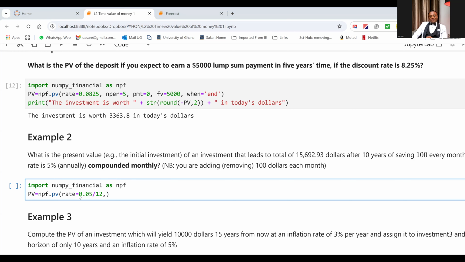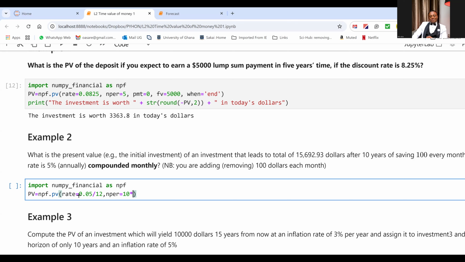So that's the rate. If you don't understand, please ask. Then you go to the number of periods, NPER. Anytime you are doing something to the rate, it will also affect the number of periods. But you don't divide the number of periods by 12, you multiply by 12. The number of periods here is 10 years. So keep this principle in mind.